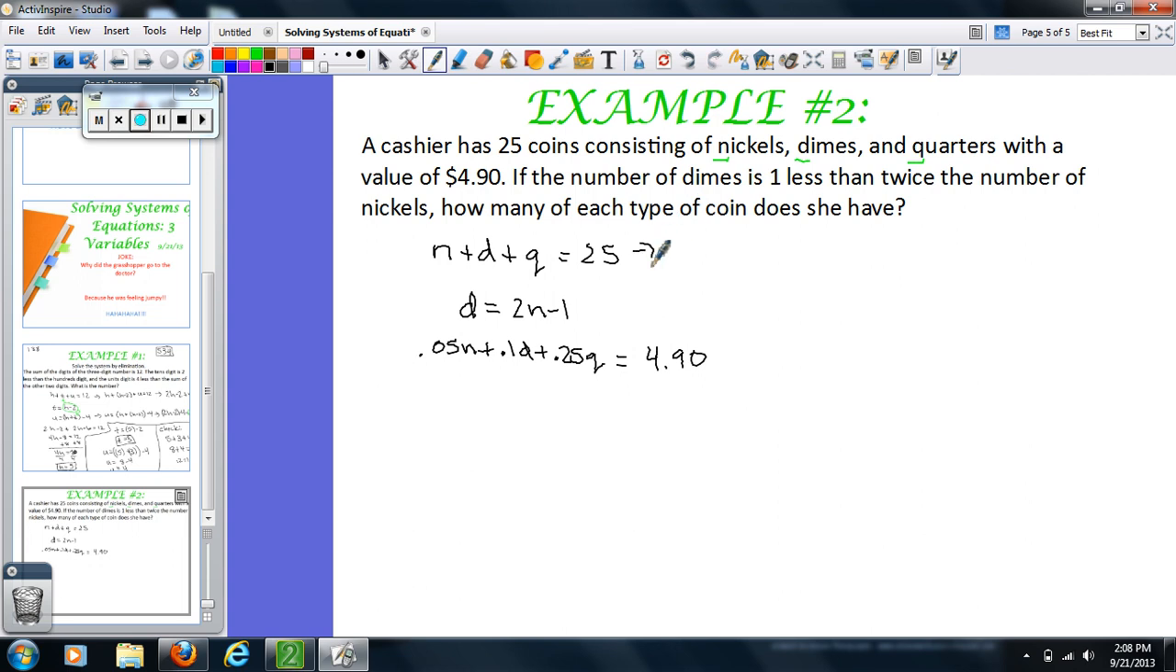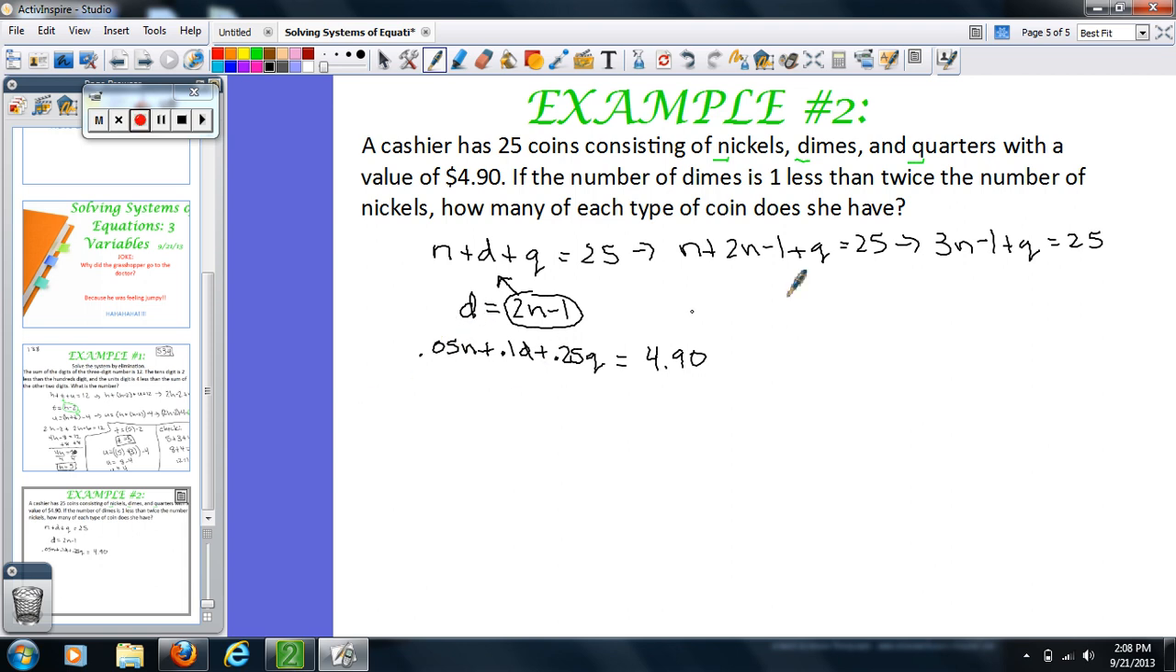So I can say d is 2n minus 1. So I'm going to plug this in for d. I'm going to get n plus 2n minus 1 plus q equals 25. That's going to be 3n minus 1 plus q equals 25. Now I can solve this for q, because I don't have a value for q anywhere. I only have a value for d.